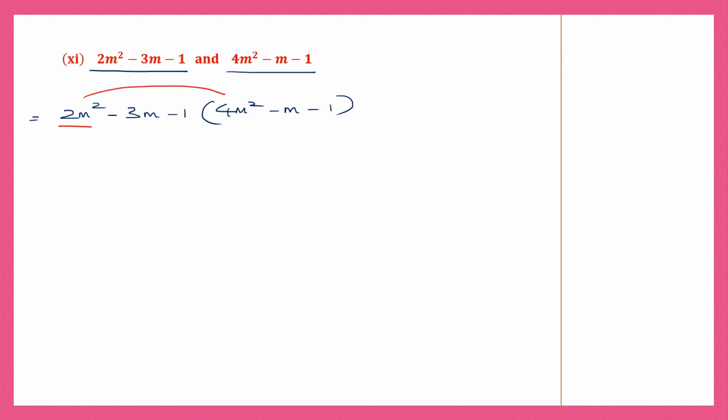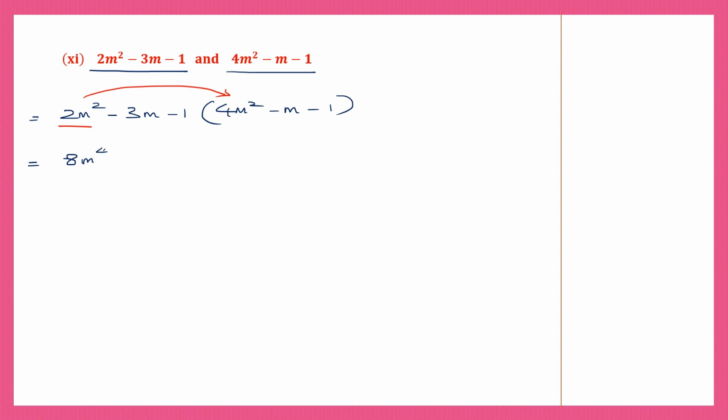So here we have a trinomial and a trinomial. We can write anything first. So we leave the first one as it is, 2m square minus 3m minus 1 into 4m square minus m minus 1. Now we're going to multiply the first term of this into the first term of the other polynomial. So here 2 4s are 8, m square into m square is m to the power of 4.